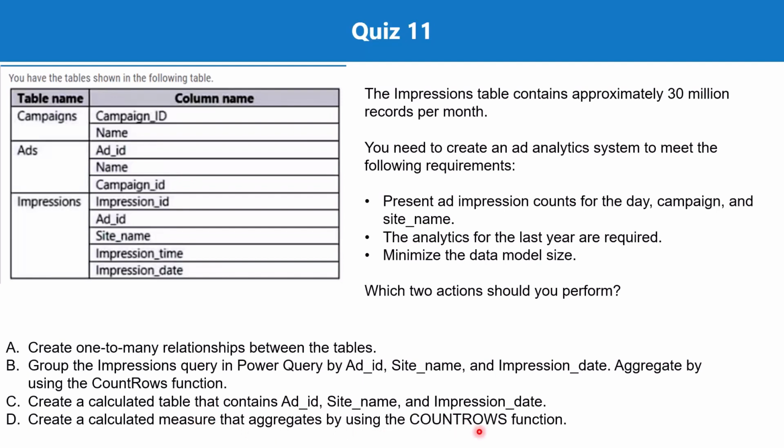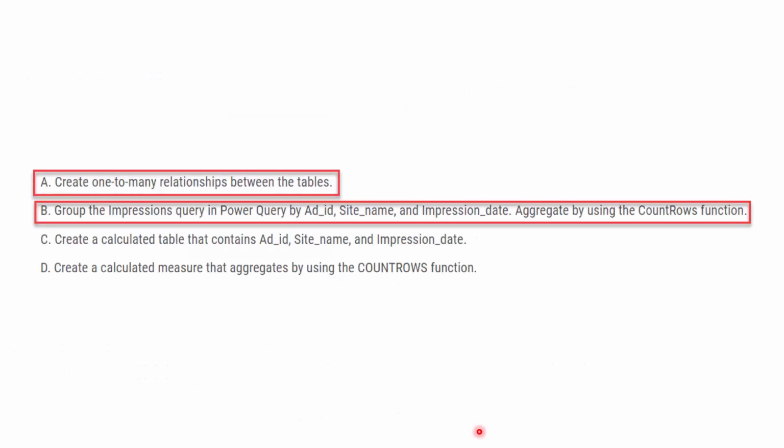So let's have a look at the correct options. The two correct actions are: create one-to-many relationships between the tables, and group the impressions query in Power Query by ad ID, site name, and impression date, and aggregate by using the count rows function.